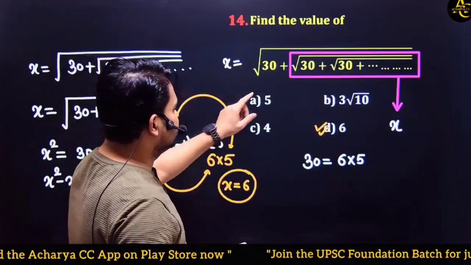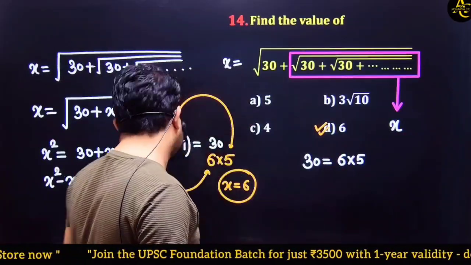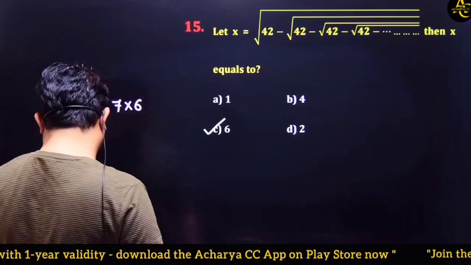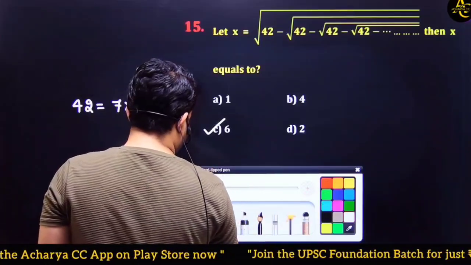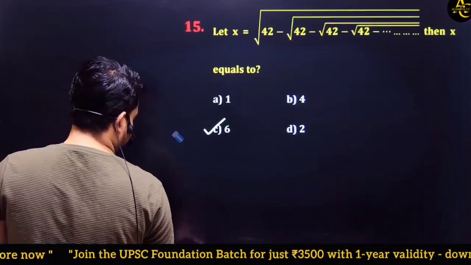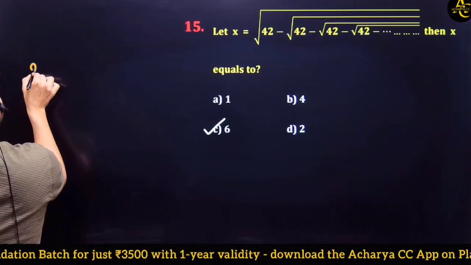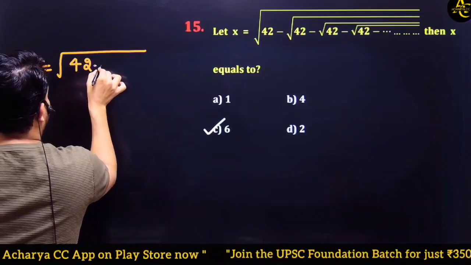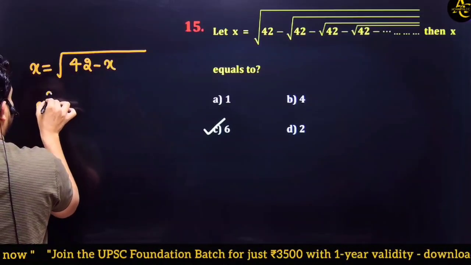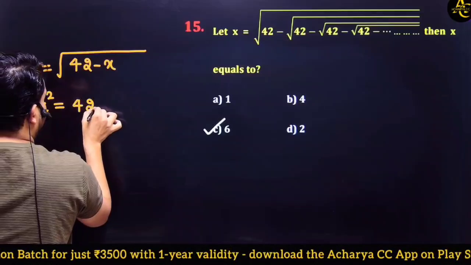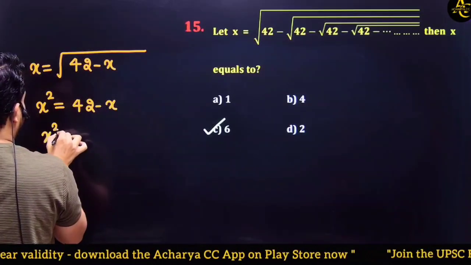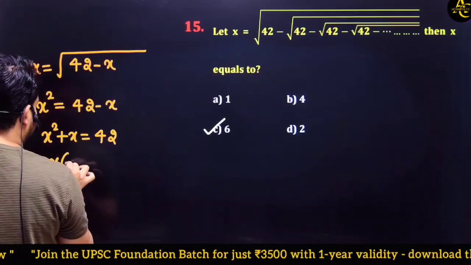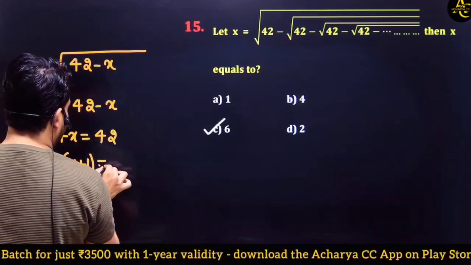If there is a plus sign in between, then the larger will be the answer. If the minus sign is between, then the smaller will be your answer. How? See, x is equal to root under 42 minus, and this whole term will be equal to x. Squaring both sides, x square is equal to 42 minus x. x will come this side, x square plus x is equal to 42. If I take x common, then x into x plus 1 is equal to 42.